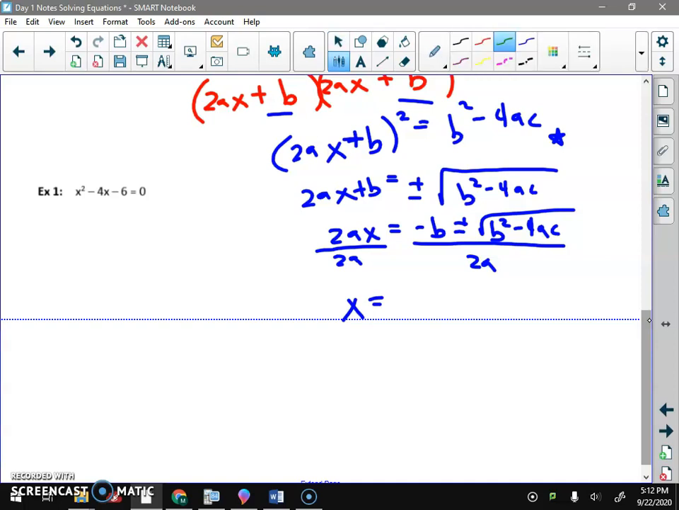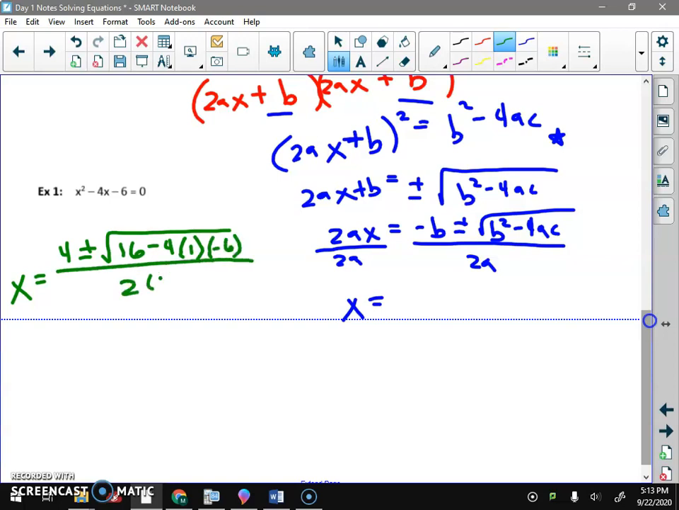All right, so this one we're going to use the quadratic formula for. What's a? I'm not going to write this down like you did in A2. a is 1, b is negative 4, c is negative 6. x equals, what's the opposite of negative 4? It's 4 plus or minus the square root of b squared. Negative 4 squared is 16 minus 4. I'll write this part down. a is 1, c is negative 6, all over 2a.